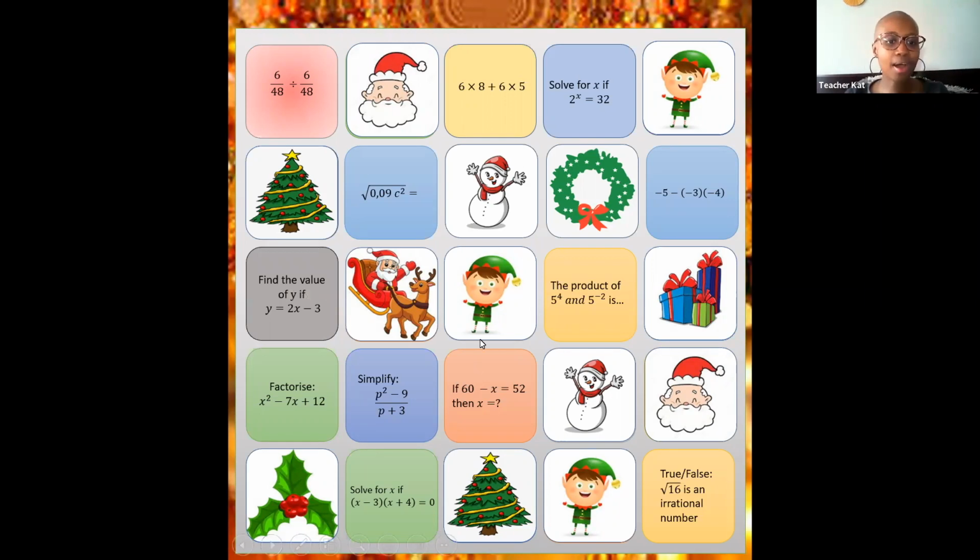Find the value of y if y equals. Okay. Let me say if x is equal to -2. I think this is incomplete. So for this question, you must find the value of y equals 2x minus 3 if x is -2. There we go. Time is starting. Go for it, guys. Your 3 minutes has started.